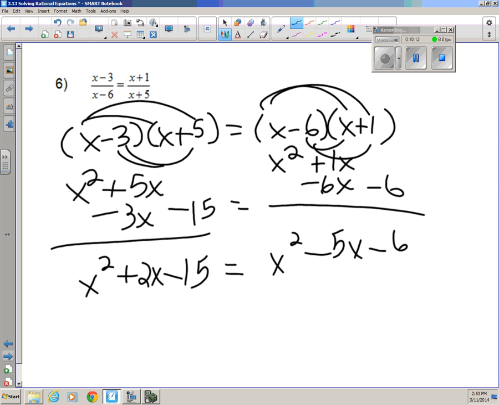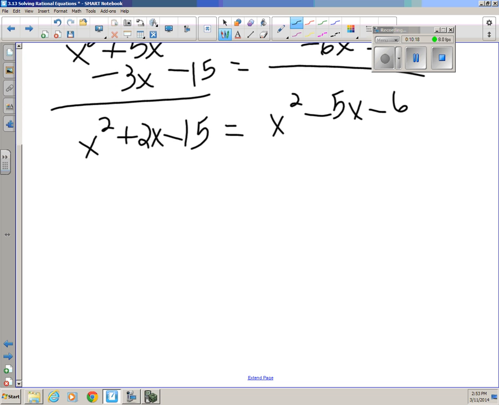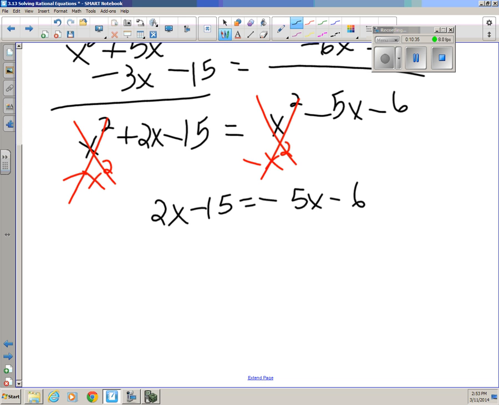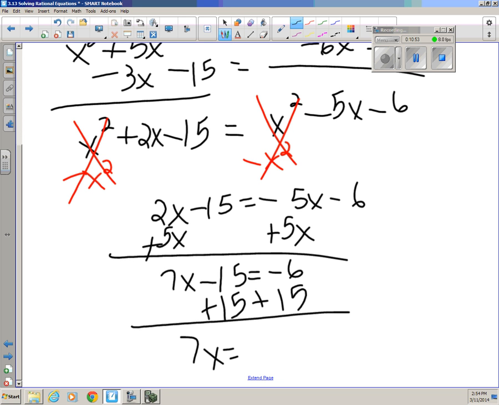So now I've got to set this equation equal to 0. Why don't we bring all the x squareds to the left-hand side? Well, let's go for the x squareds first, because you have to notice what's going to happen. If I try to subtract x squared from both sides, they just completely cancel out. So I don't really have a quadratic. I'm left with a linear equation, which is 2x minus 15 equals negative 5x minus 6. I'm going to add 5x to both sides. 7x minus 15 equals negative 6. I'm going to add 15 to both sides, and I'm going to get 7x equals 9.